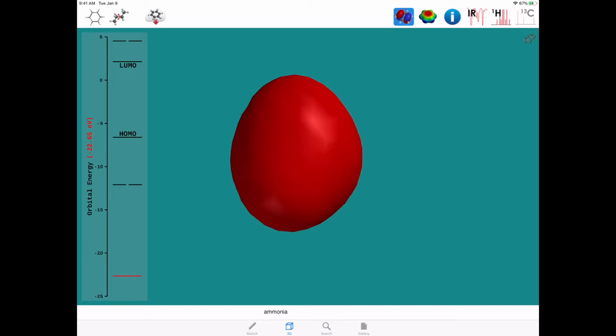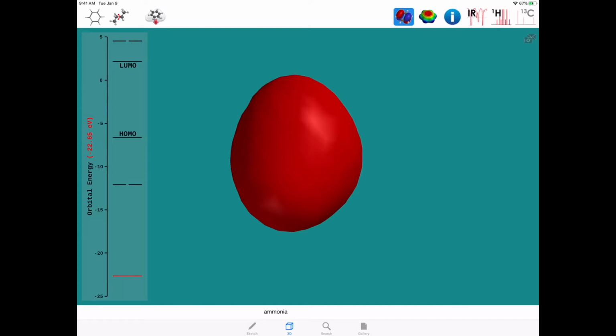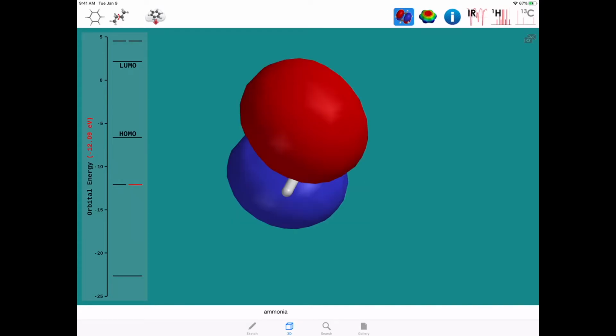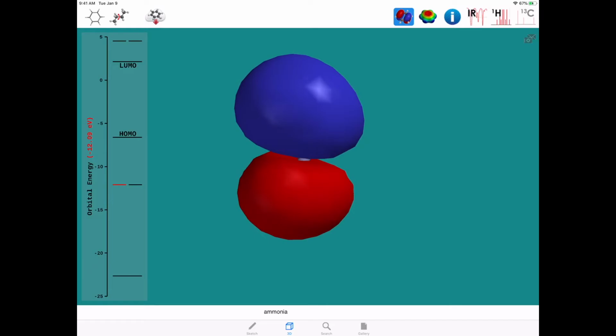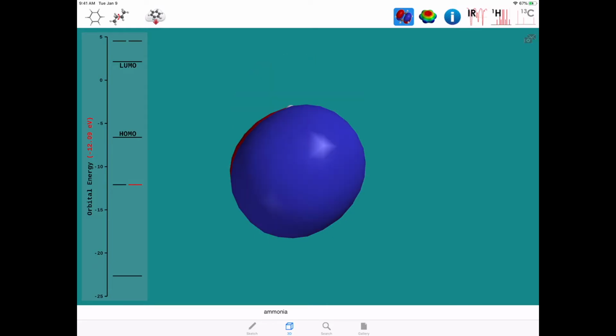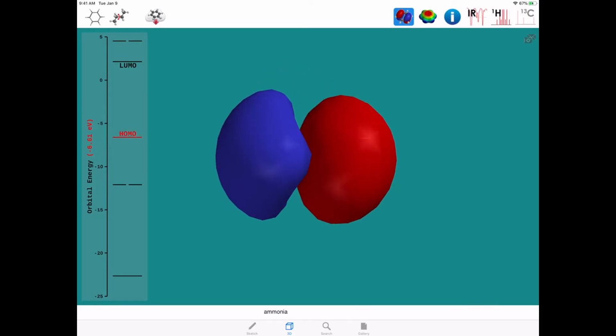Okay, that's our sigma orbital. Let's see, then we can tap the higher energy one. Let's see, so here is one of the pi orbitals, and then this is the one where the hydrogen's on the node. And then what is the HOMO? Oh, let's have a look at that. That looks like mostly non-bonding lone pair on the nitrogen with some NH bonding in the back.